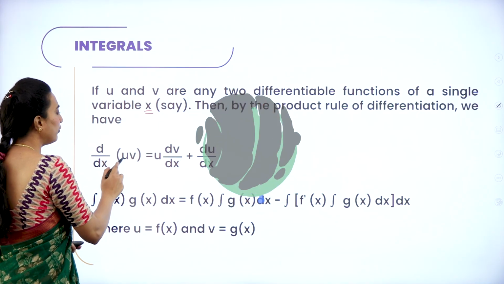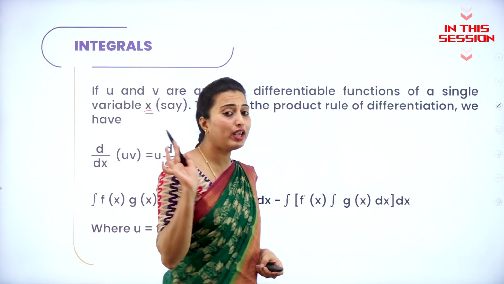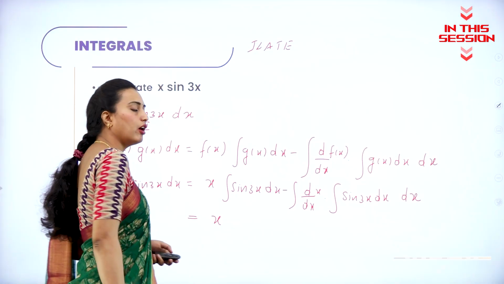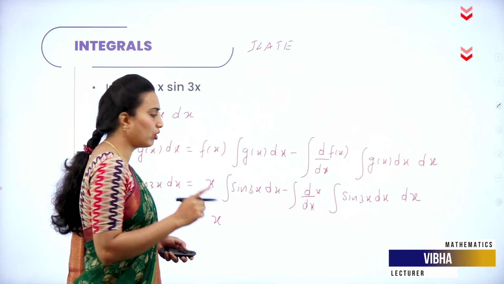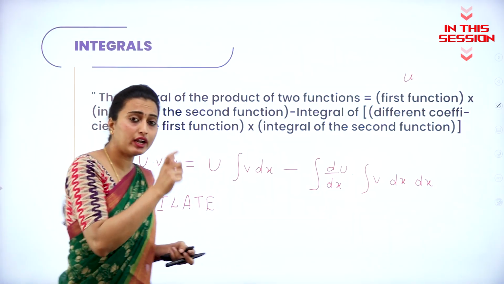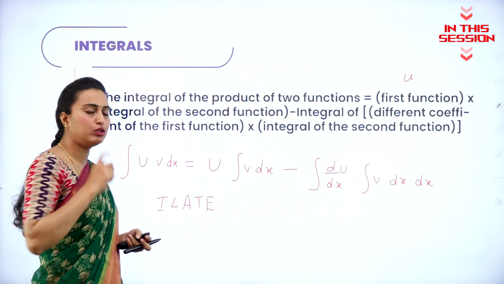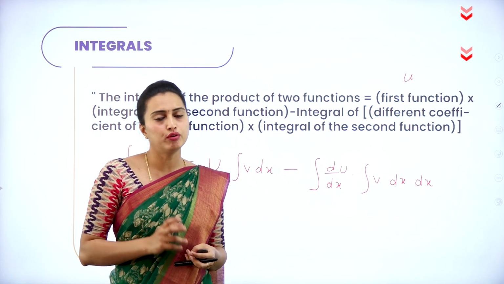d by dx of u into v will be equal to u into dv by dx plus v into du by dx. Integral of sin 3x is what? Minus cos 3x divided by 3, because the coefficient of x we need to divide in case of integration. So according to this order only, you need to select the function when they have given the integral of two functions.